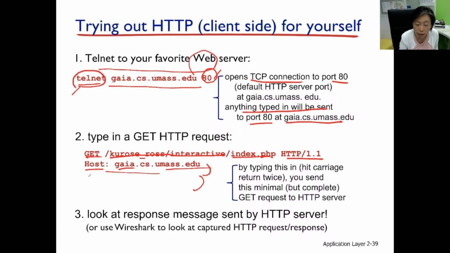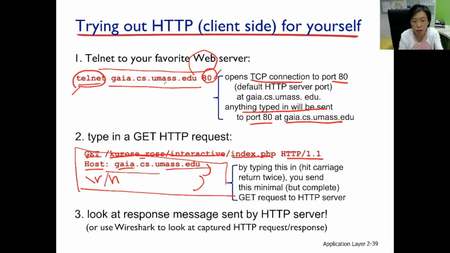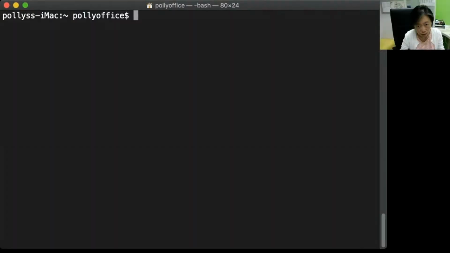Needs to have a what? A \r\n here in order to complete the HTTP request. All right, so the whole thing is going to be like this. And we'll see what pops up in return, what the server there at umass.edu sends back. Okay, let's not sniff the traffic. Let's just look at the response coming out of the Telnet program. All right, so let's switch to the demo mode.